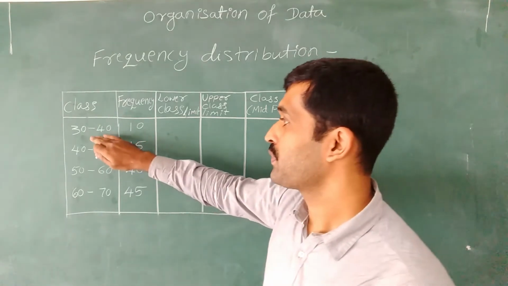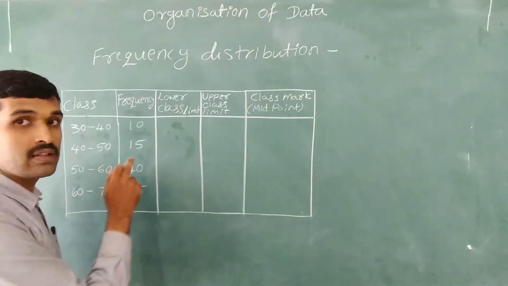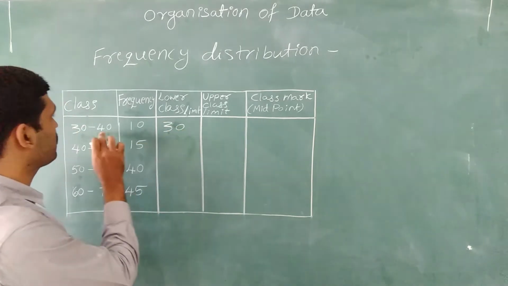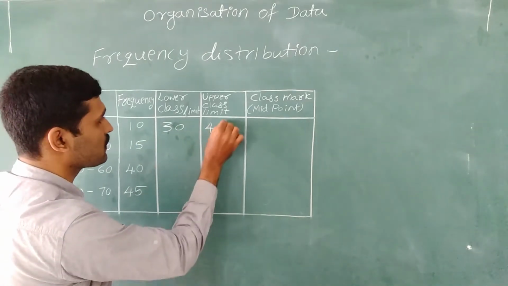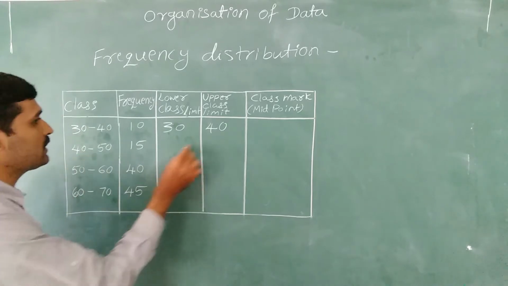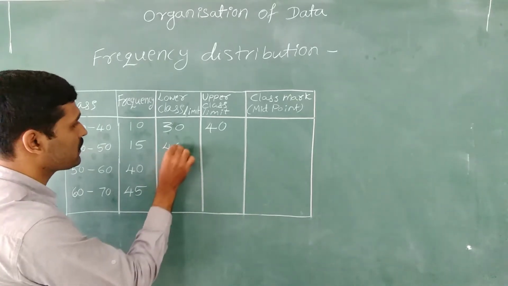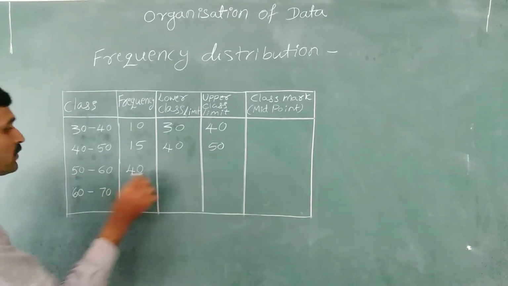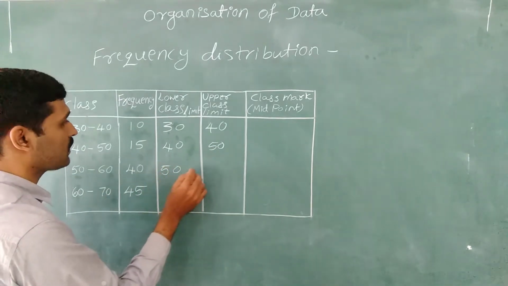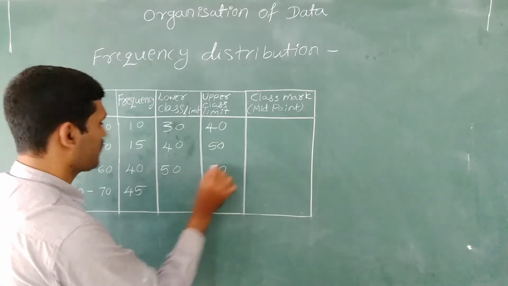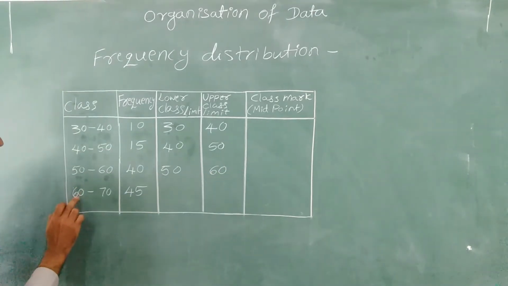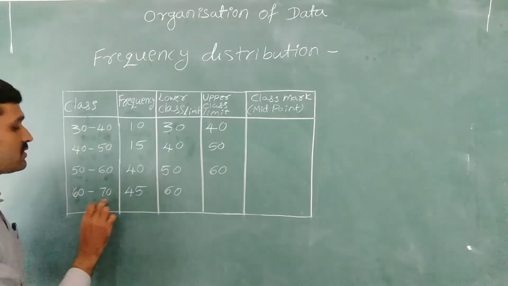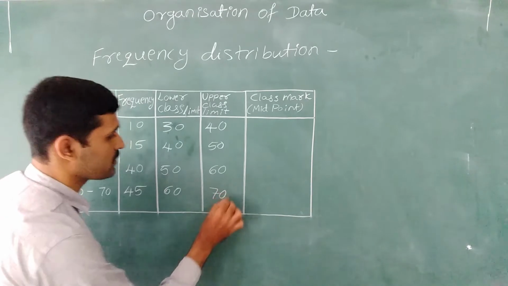In this class, 30 is the lower limit and 40 is the upper class limit, and here 40 is the lower class limit and 50 is the upper class limit. Here 50 is the lower class limit, 60 is the upper class limit, and here 60 is the lower class limit and 70 is the upper class limit.